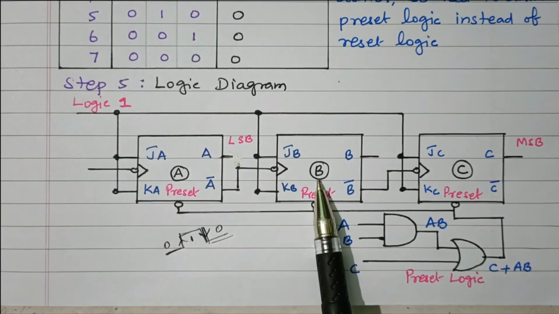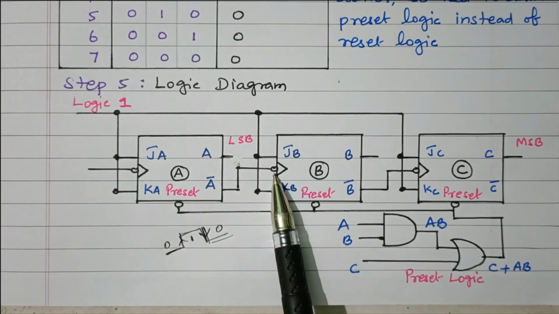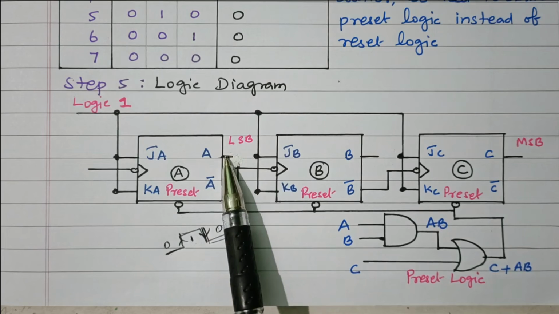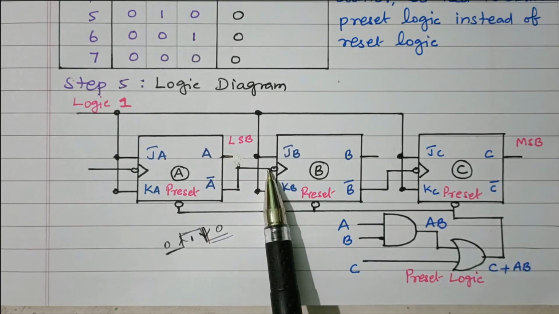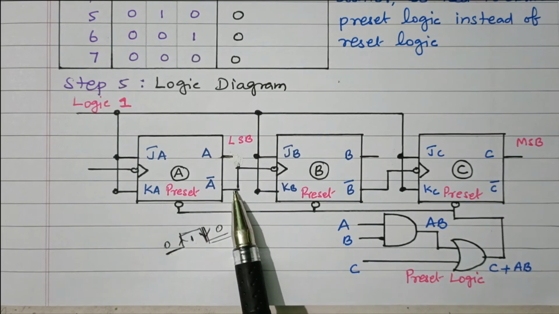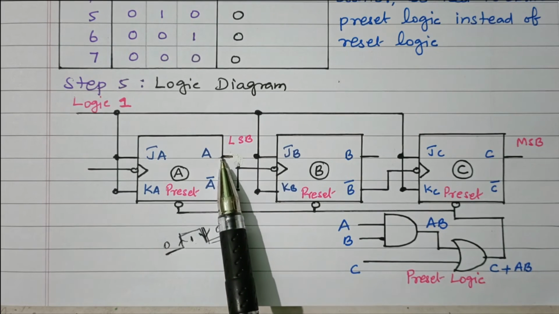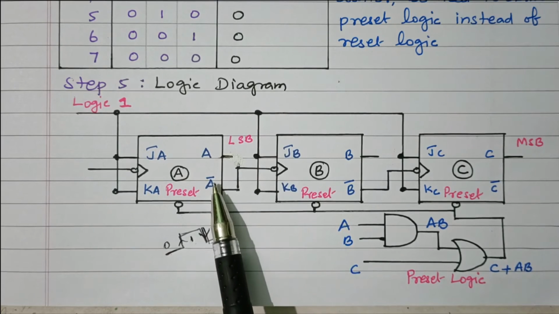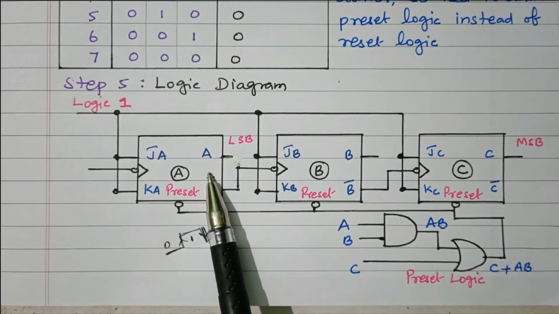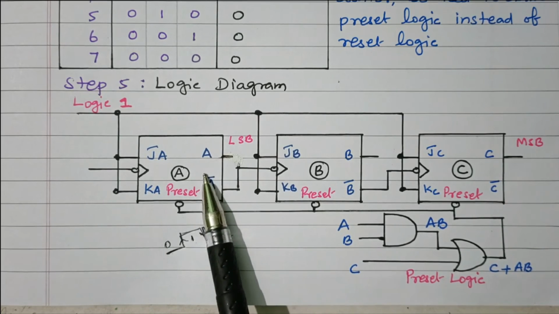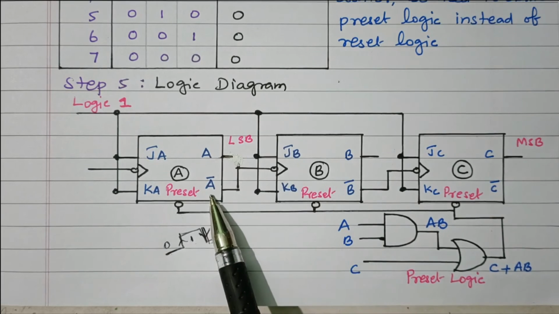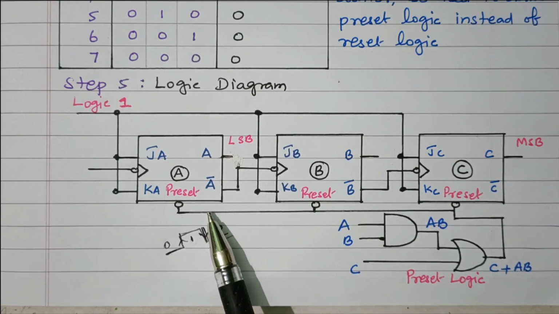What about the second flip-flop? The clock pulse to the second flip-flop is A bar. If A is given as a clock pulse, it is an up counter, right? Because this is down counter, A bar is given. A given means up counter, A bar given means down counter. So during the negative edge of this A bar, this B will change. B will toggle for every negative edge of A bar.